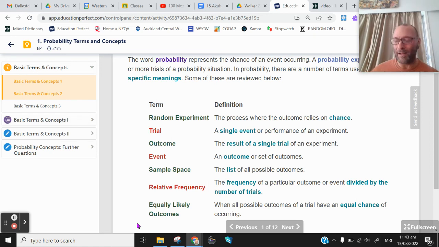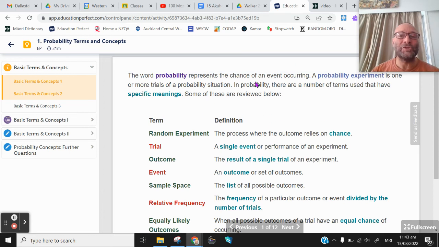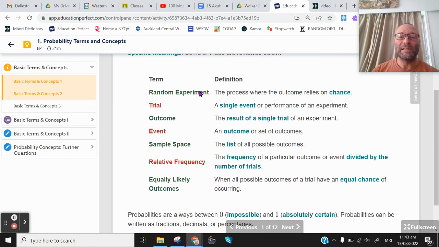Welcome to this video lesson on probability. We're going to start with stating how probability represents the chance that something happens. And a probability experiment is one or more trials of a probability situation. And we've got a number of terms. It's going to be worthwhile to pause the video lesson and get these into your notes.